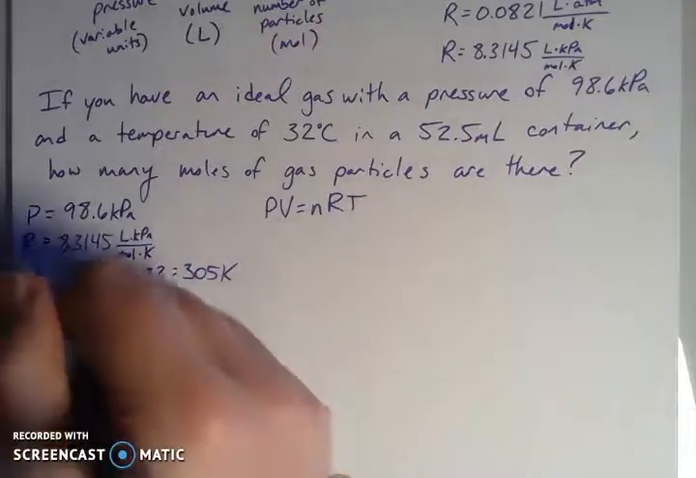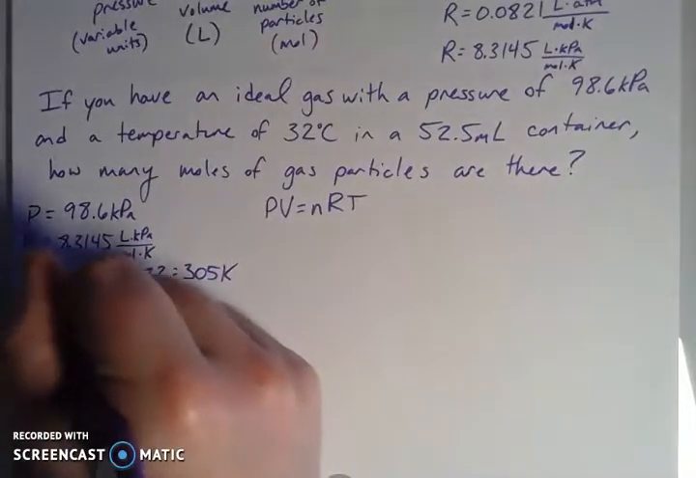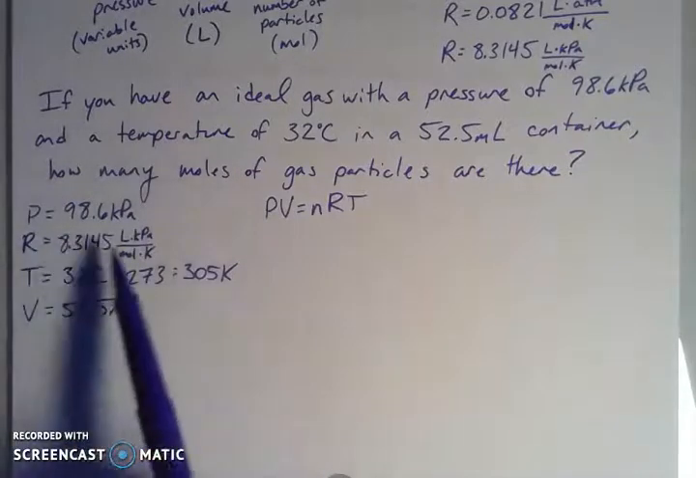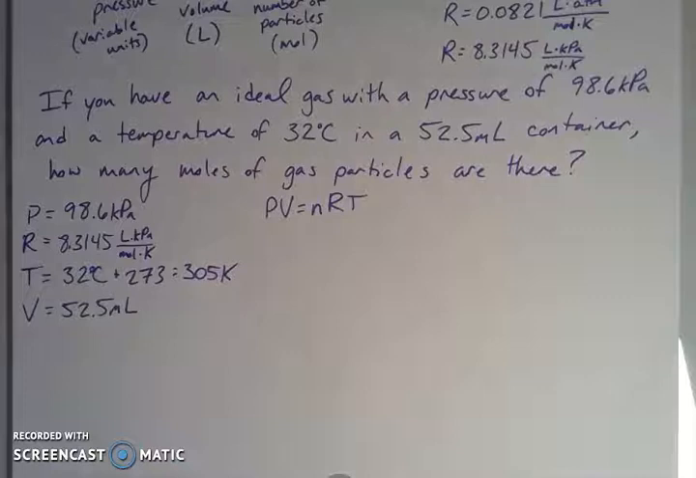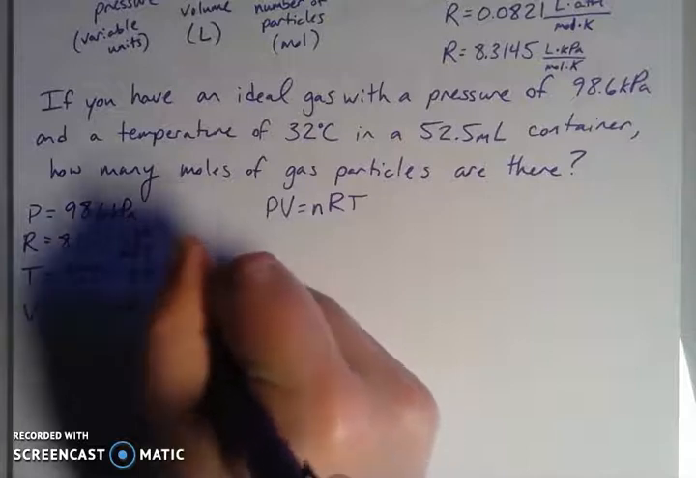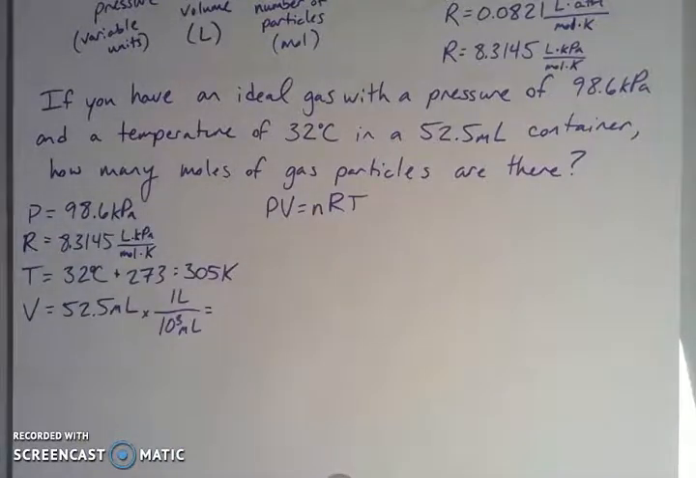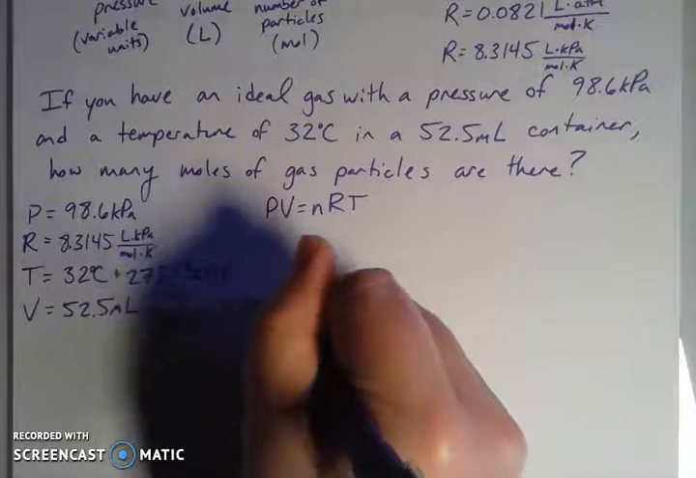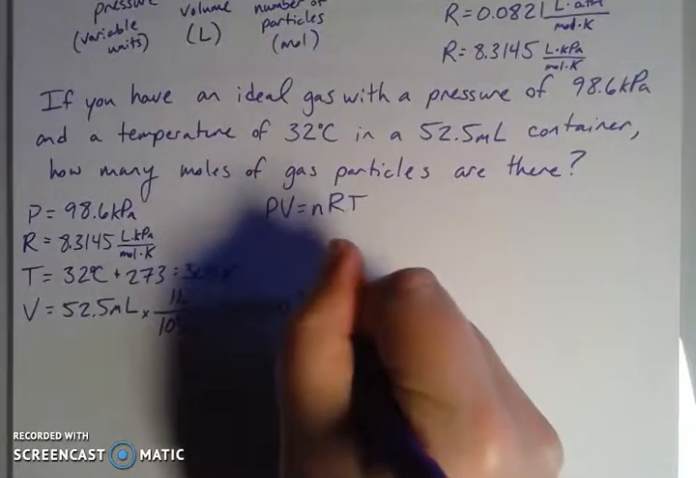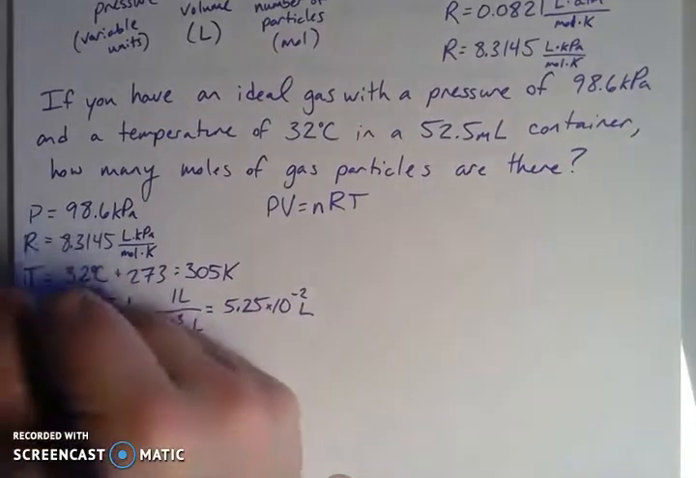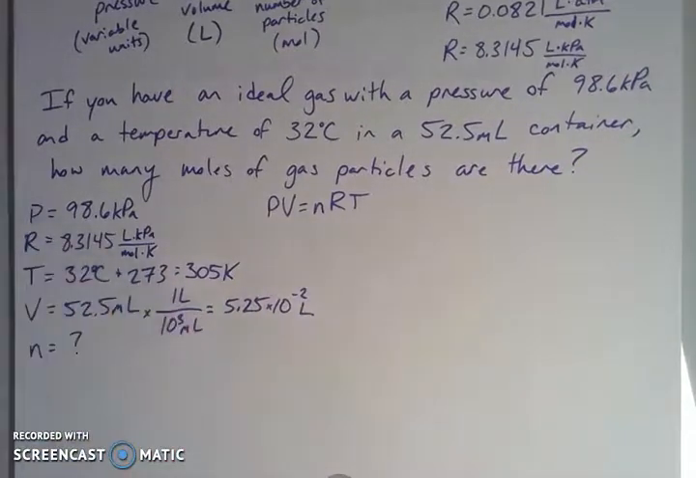And the last bit is the volume, so I'm given 52.5 milliliters. Now that value, in order to divide out the liters in my R value, is going to have to be converted to liters. So we know that there's 1,000 milliliters in 1 liter, because we know our metric conversions. So when you divide that out, you can write this however you want. I like writing in scientific notation, because I'm a scientist. And then what's missing is the number of moles. So what I'm searching for is my n.